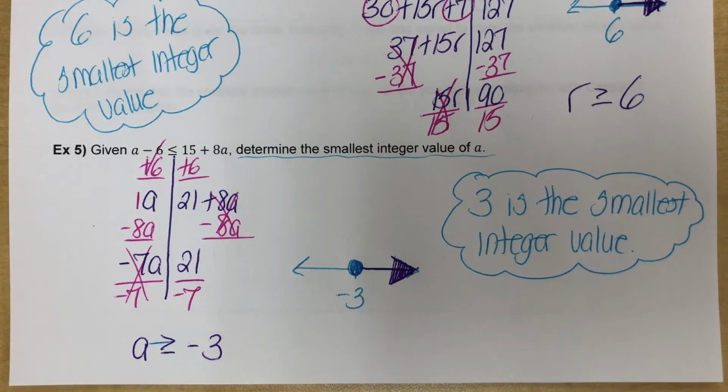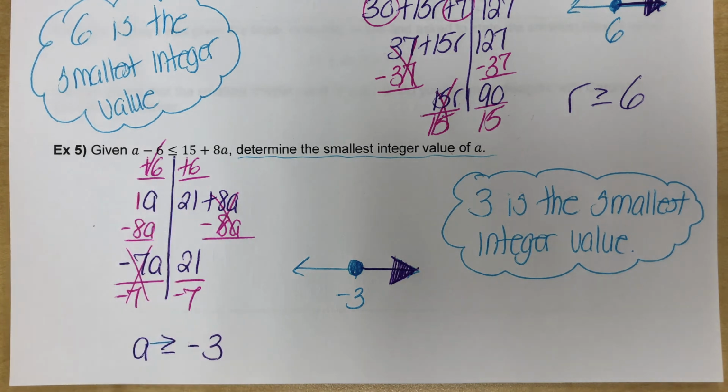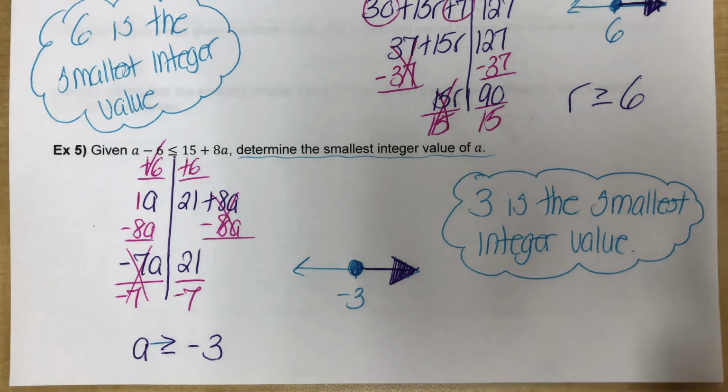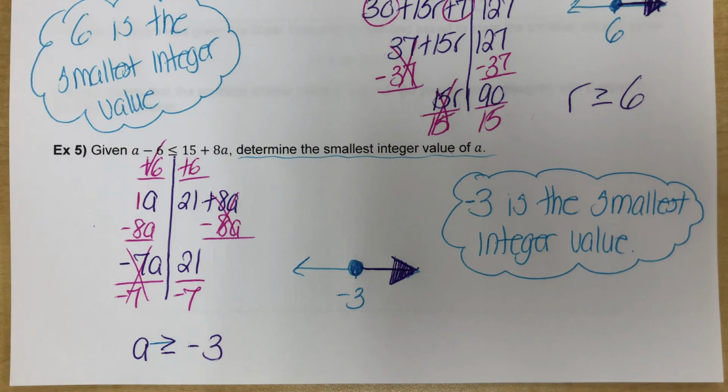All right, here's the solution to number 5. This one was a little tricky because at the end I divided by a negative. So since I am dividing by a negative, I am going to switch that inequality around. So it's not less than or equal to, it's greater than or equal to, okay? And then again, since it can equal negative 3, that means negative 3 is the smallest integer value. All right, so that was number 5.